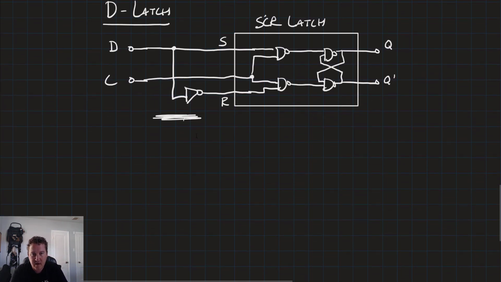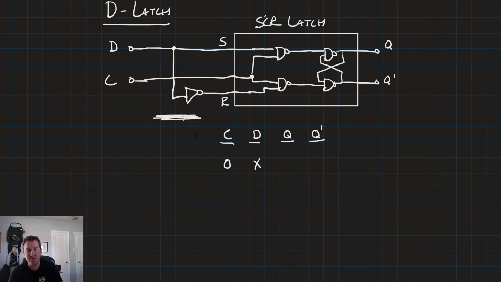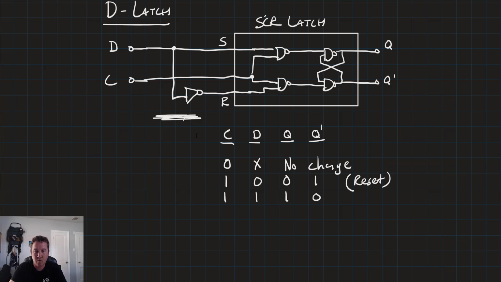So let's go ahead and take a look at those inputs. We'll have C and D, and then our outputs Q and Q naught. So C, as we already saw, if it's 0, it does not matter what D will be. We will have no change. And if C is equal to 1 and D is equal to 0, then it will be in 0, 1, or reset. And if C is equal to 1 and D is equal to 1, then it will be in 1, 0, or the set state.